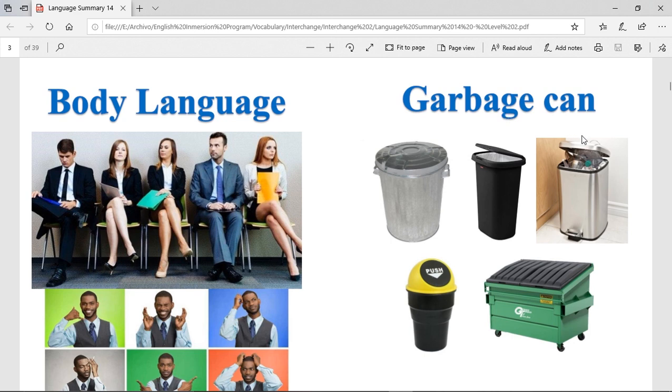Okay, we have garbage can. This is a garbage can. These are garbage cans. You put trash in here.